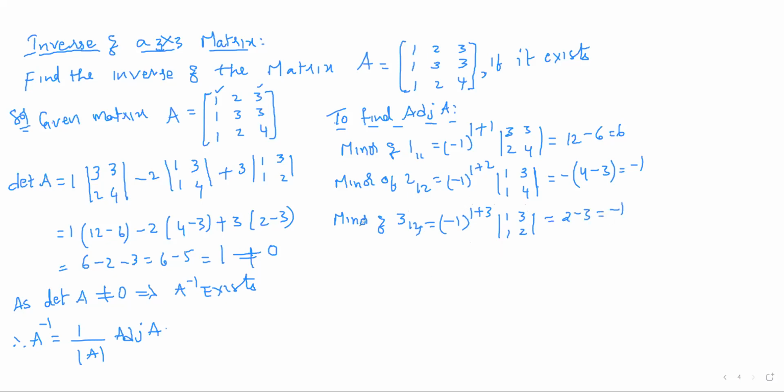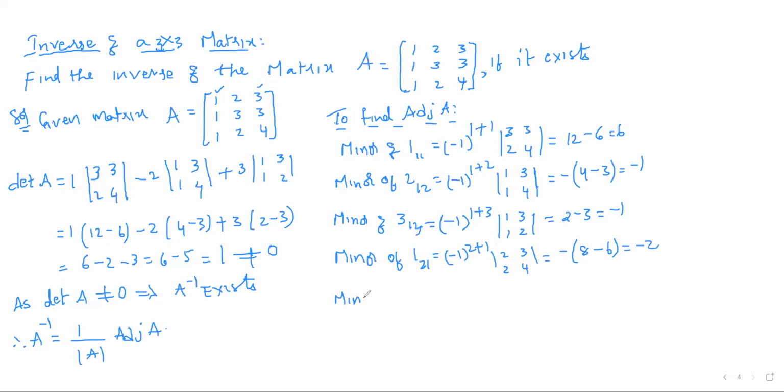Next, minor of 1, the second row first column element. That is minus 1 whole power 2 plus 1 into determinant of corresponding row and column by deletion, 2 3 2 4. So minus of 4 twos are 8 minus 6, that is minus 2 only.